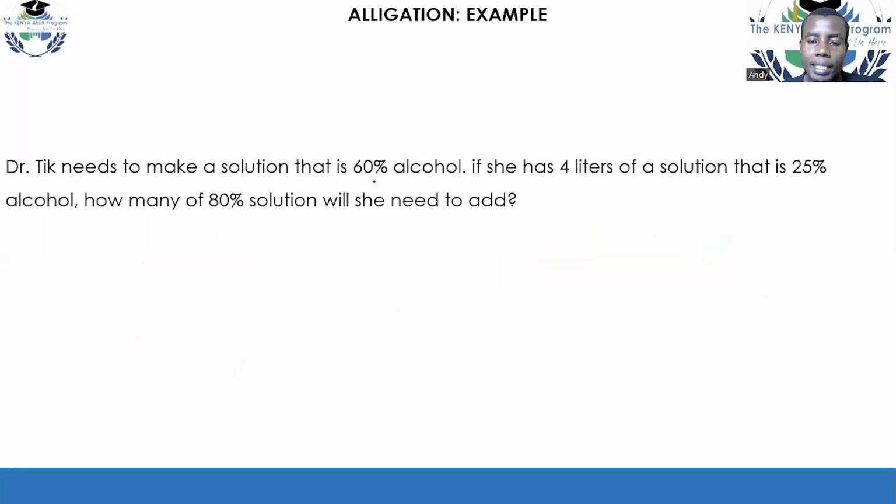Dr. Tick needs to make a solution that is 60% alcohol. If she has 4 liters of a solution that is 25% alcohol, how many liters of 80% solution will she need to add? So here, the doctor wants to mix one that is 80% with another that is 25% to get a final solution that is 60. She wants to make 60% solution. So here we'll have 60 minus 25, that is 35. Then here we'll have 80 minus 60, that is 20.